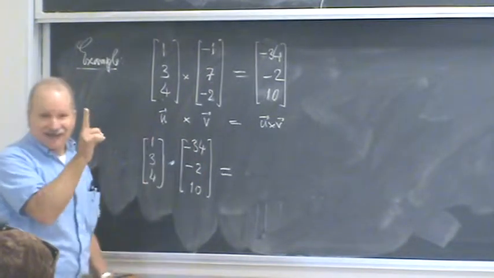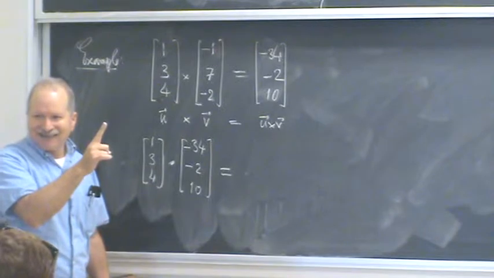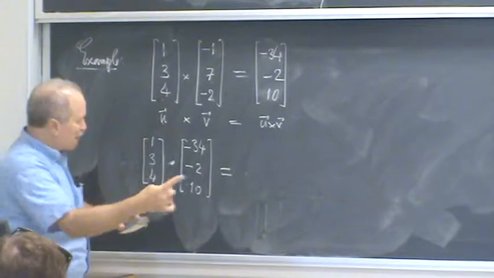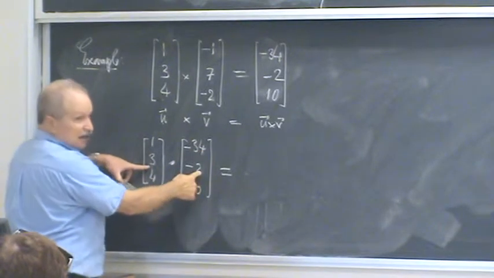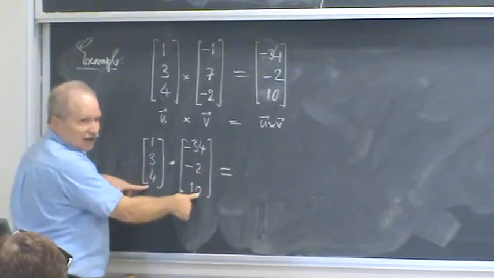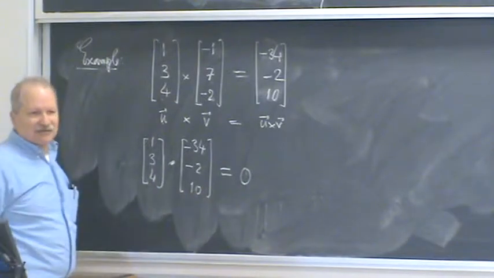Dot product is a number. Cross product is a vector. Dot product: 1 times -34 minus 6 plus 40. Interesting.